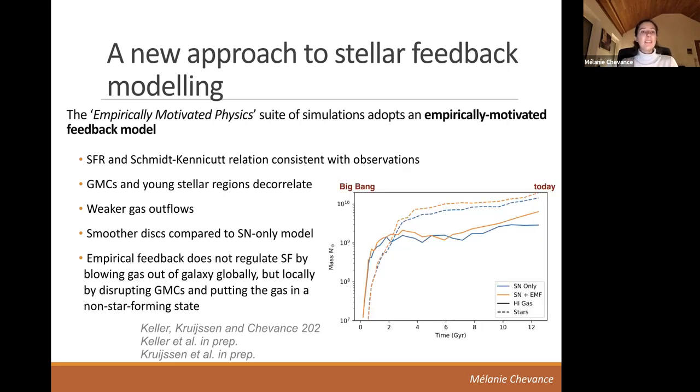So basically, this empirical feedback does not regulate star formation by blowing gas out of the galaxy globally, but locally, by disrupting the GMCs and putting the gas in a non-star-forming state. And this is how you reach the same regulation of star formation, but without blowing the gas out of the galaxy.